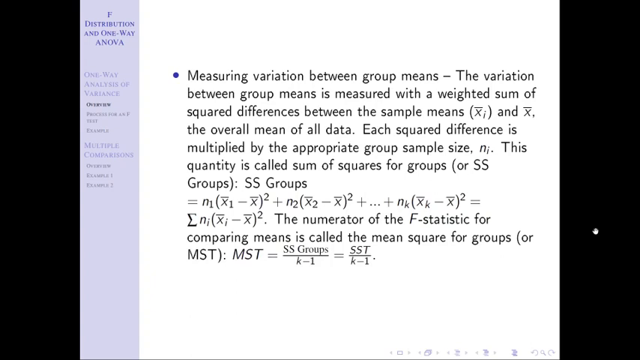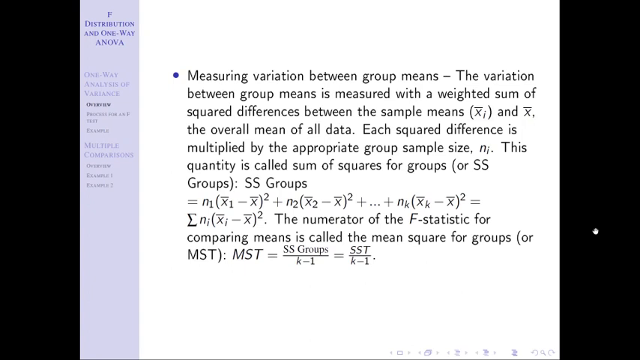We've already kind of talked about this idea a couple of times now, that we're measuring the variability between the groups and comparing that to the variability within the groups. How do we do that? So this next bullet here talks about how to measure the variability between the groups. We do a weighted sum of squared differences between each sample mean, x bar sub i, and the overall x bar, which would be the overall mean of the data. You don't need to do that calculation. That's just kind of an FYI. Each squared difference is multiplied by an appropriate group sample size n sub i. So again, the sub i means the ith group.